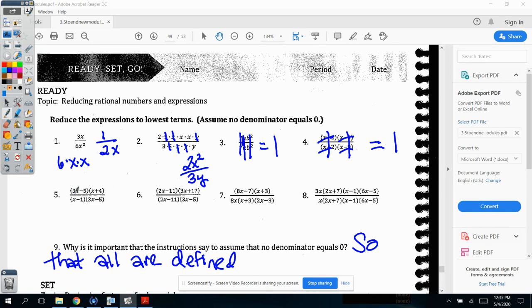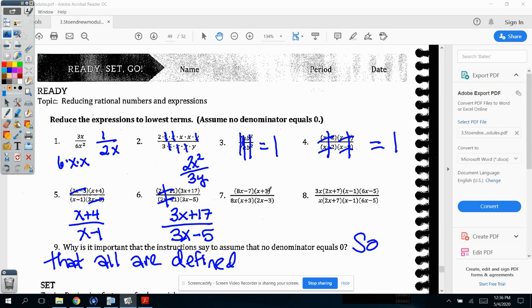When you look here, the 3x minus 5 can cancel with this 3x minus 5, but these two cannot simplify. You are not allowed to cancel out the x's. You are left with x plus 4 over x minus 1. On this one, you have the 2x minus 11s that would simplify out to equal 1, but these two will not simplify out. Those 3x's do not simplify out because the whole binomial is the one piece, 3x plus 17 over 3x minus 5.